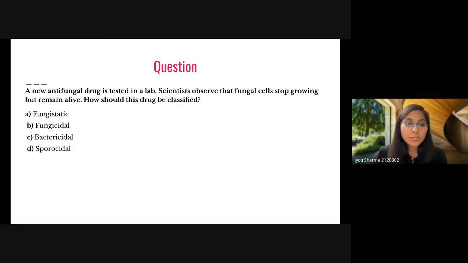Okay, so the next question is: a new antifungal drug is tested in a lab. Scientists observe that fungal cells stop growing but remain alive. How should this drug be classified? So you have to tell me the classification of that drug. That drug stops the growth of the fungal cells, but the cells remain alive. The options are fungistatic, fungicidal, bactericidal, and sporocidal.